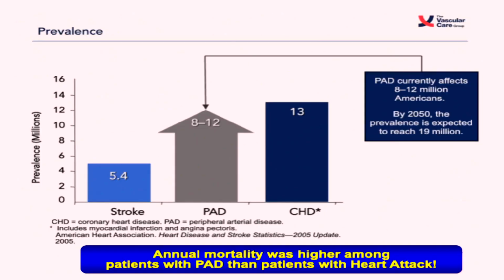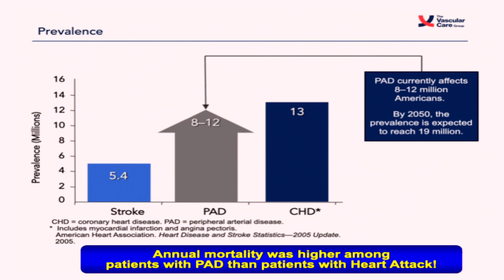But overall, if you took patients with heart disease, congestive heart disease, PAD or stroke, the mortality is actually higher for patients with PAD compared to stroke. It's definitely a significant issue. So these are the risk factors. This is what leads to people to develop PAD.